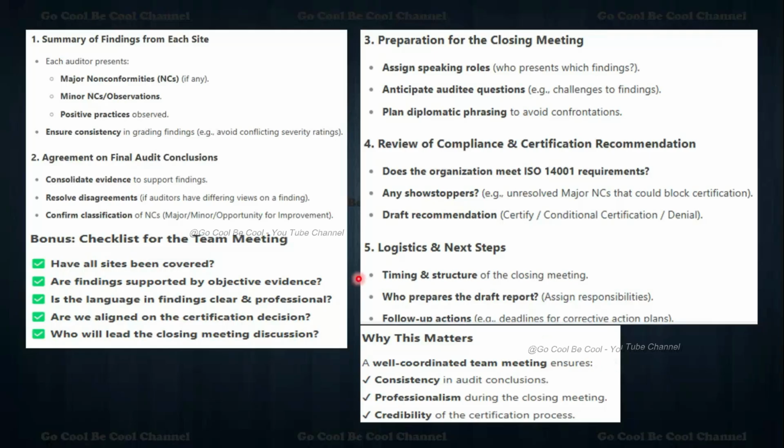So, a bonus checklist for the team meeting. Have all sites been covered? Are findings supported by objective evidence? Is the language in the findings clear and professional? Are we aligned on the certificate decision? And who will lead the closing meeting discussion? So these are all the things we can take up.